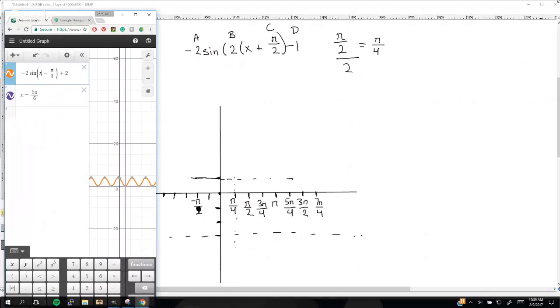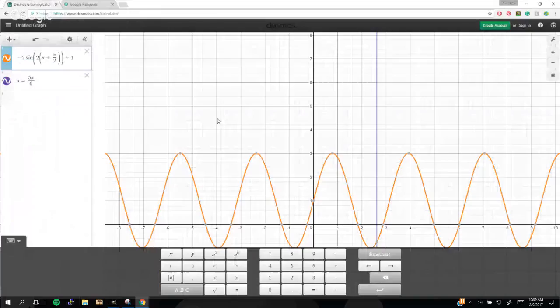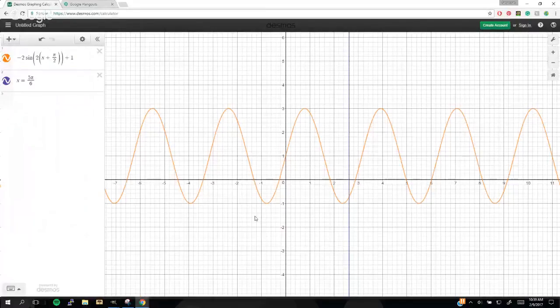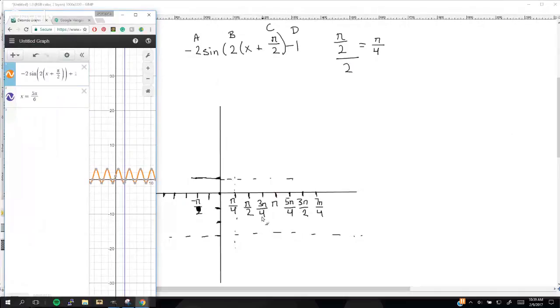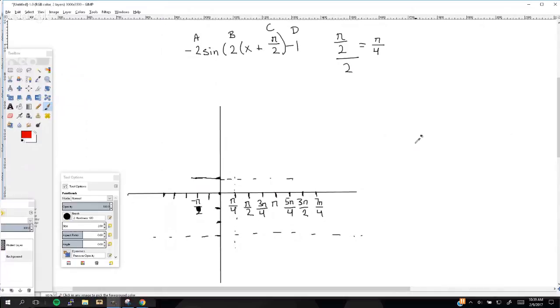2 sine of 2x plus pi, and subtract 1. No, I should have kept this in there.